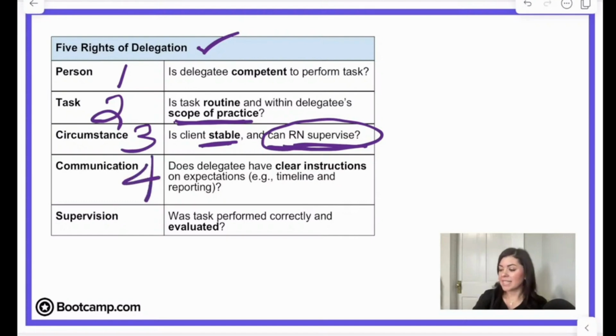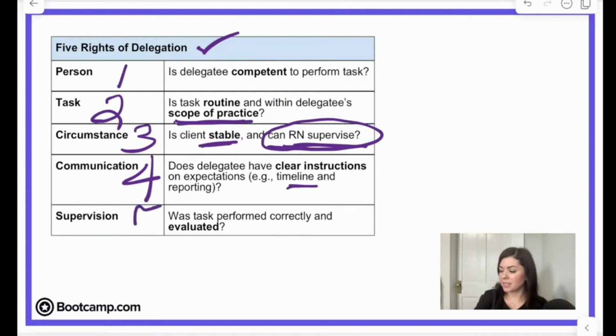The fourth right is making sure that we give clear instructions on the expectations. I can give you a perfect example. We wouldn't want to ask a delegatee, can you please go get vital signs and tell me if the blood pressure is abnormal? We want to be very clear and specific. We can say, will you please go get vital signs on this patient? Please tell me if their systolic blood pressure is greater than 120. It's always important too to have a timeline so we can ensure that that client gets the care they need in a timely manner. So telling them, can you please make sure we do this in the next 30 minutes or the next hour?